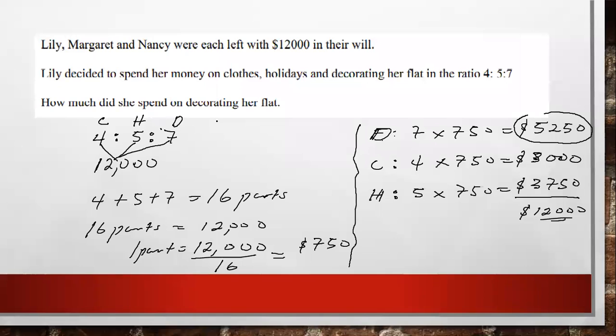So how do we do fraction and ratio? In this case, the four parts are for clothing, five parts for holiday, and seven parts for decorating. If you want to find one part, because the 12,000 belongs to all three items, you add all three, which gives 16 parts. So 16 parts is equal to 12,000. Then you find what one part is. When you find one part, you can find any parts you want. This is the best method when you're doing ratio. One part is 12,000 over 16, which gives you 750. Then say 7 times 750, 4 times 750, and 5 times 750 for the different parts. When you add up everything, you get back your 12,000.